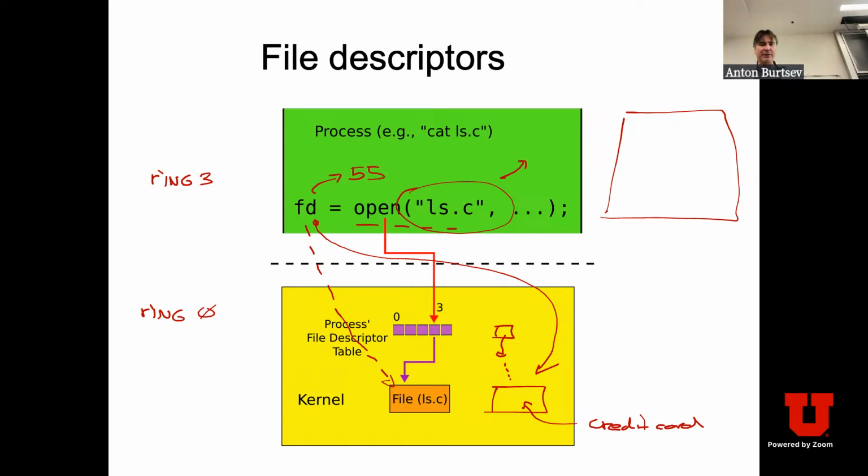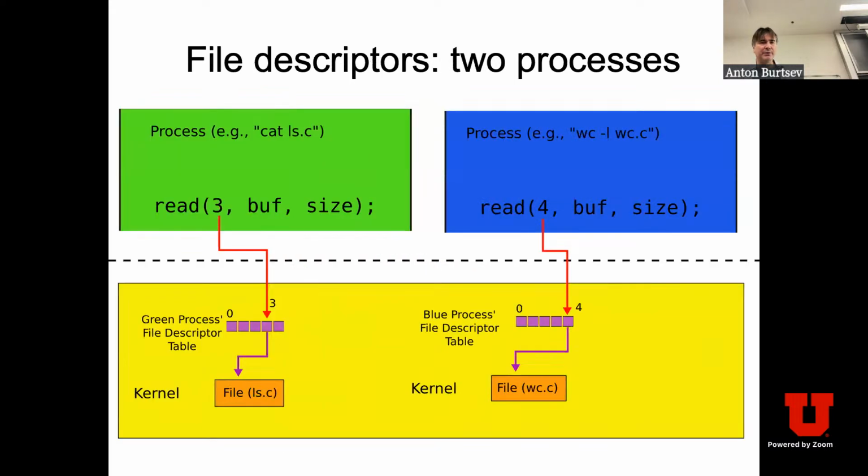Each process will have its own file descriptor table. So for example, if we have two processes, one is cat ls.c, and this one is wc -l on wc itself. Each process will have its own file descriptor table. Of course, the numbers will overlap. Each of them will have a 0.